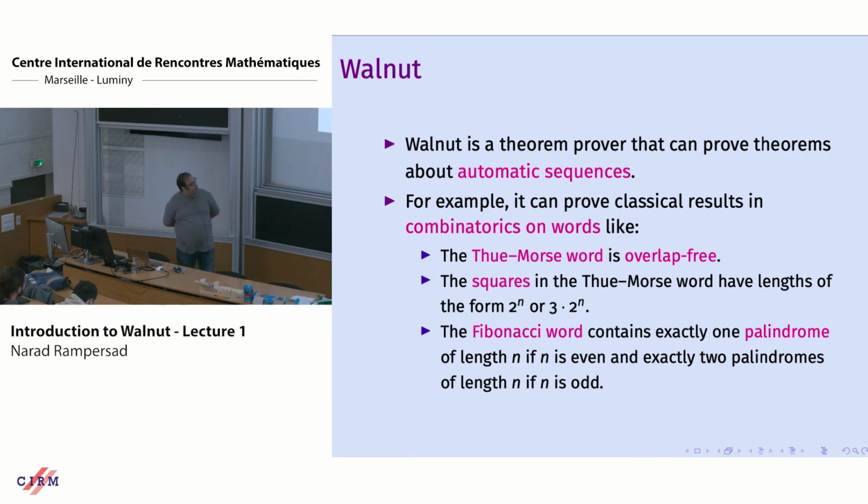For example, it can prove things, well, these are all classical results in the theory of combinatorics on words. For example, that the Thue-Morse word is overlap-free, or that the squares in the Thue-Morse word have lengths a power of 2 or 3 times a power of 2, or that the Fibonacci word contains exactly one palindrome of each even length, and two palindromes of each odd length. So if you don't know what any of these things are, well, you should by the end of the talk.